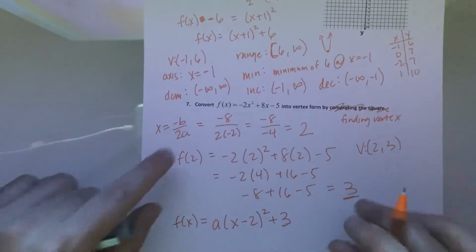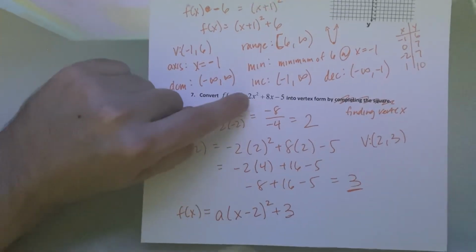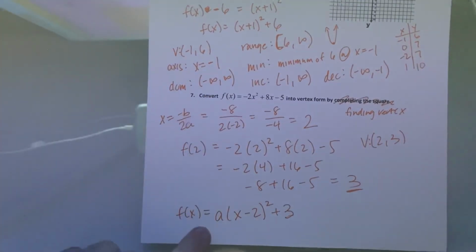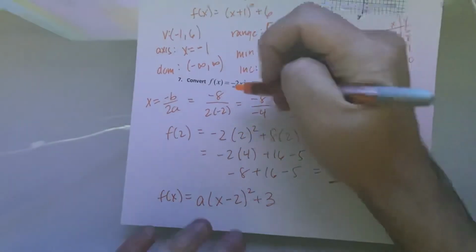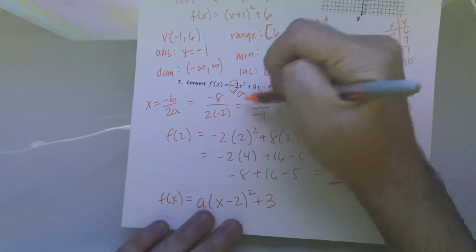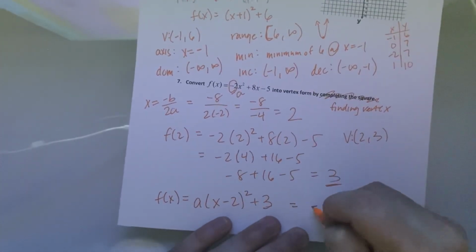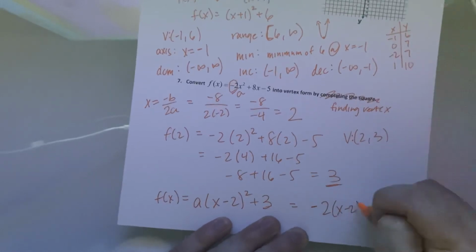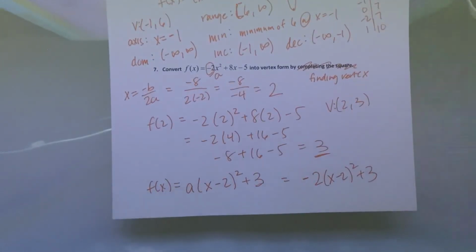Now what do you notice here? To find x, the value of the vertex, I needed negative b over 2a, because a is the number in front of x squared. That is actually the same a down here in vertex form. So once you find a, that a just drops down into this equation. So you just bring it down. So this is actually negative 2 times x minus 2 squared plus 3. And we'll do the last problem in the next video.